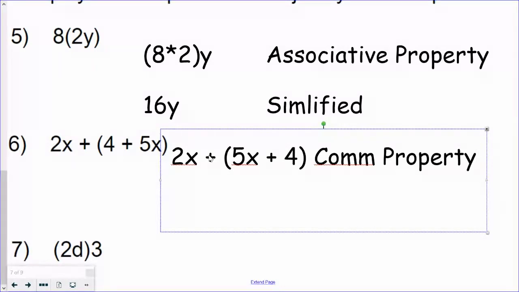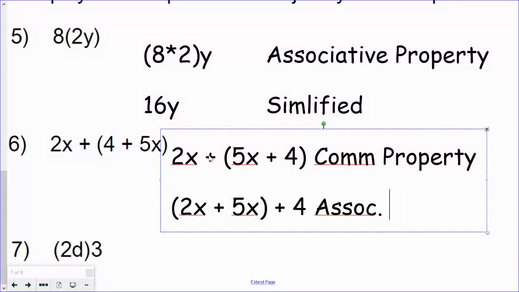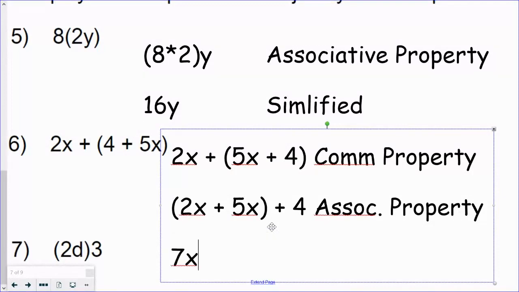Next, I'm going to switch and put my 2x plus my 5x inside the parentheses, and then have my adding 4 on the outside. That's our associative property. Now I'm going to go ahead and put these together. Now, think of it as food. Like I say, you guys always do better if it's something tangible that I'm talking about. If you have 2 apples on the table and 5 apples on your kitchen counter, how many apples do you have altogether? 7, right? This is really a 7x plus 4. My justification is I simplified.